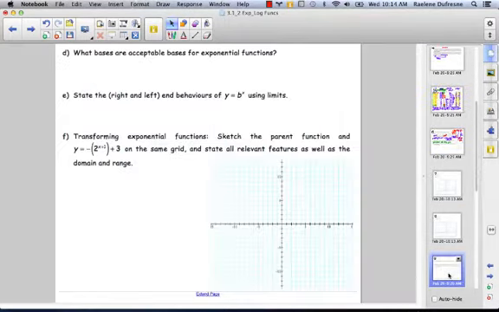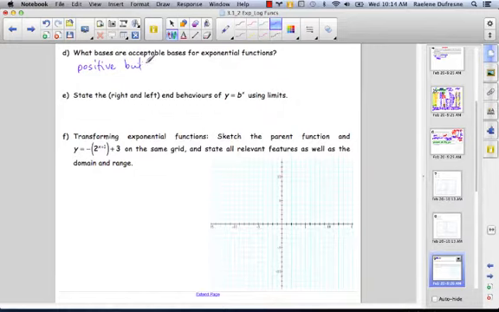Okay, moving on then. Questions are, what are acceptable bases for exponential functions? We've discussed already that acceptable bases are positive but not 1. So base is greater than 0 and not equal to 1. Or we could write that as saying that the base is contained from 0 to 1, union 1 to infinity. Now state the right and left end behaviors of b to the x using limits. Again, that depends on whether the base is between 0 and 1 or from 1 to infinity. So this is the decay case, and these base values are the growth case.